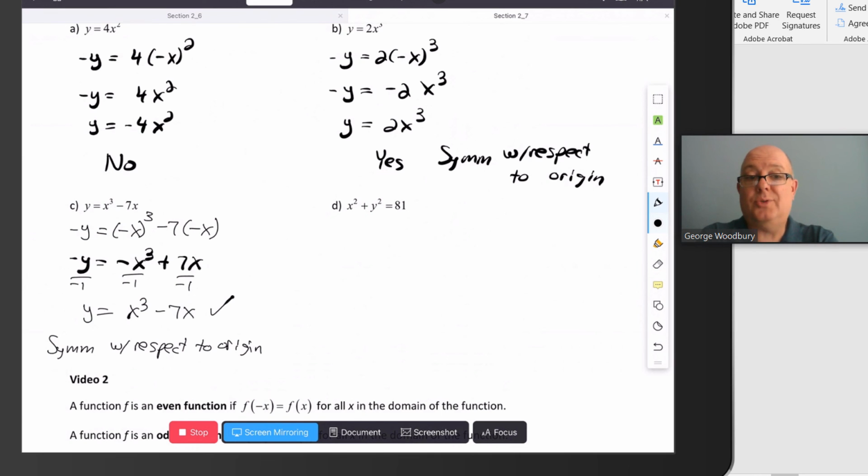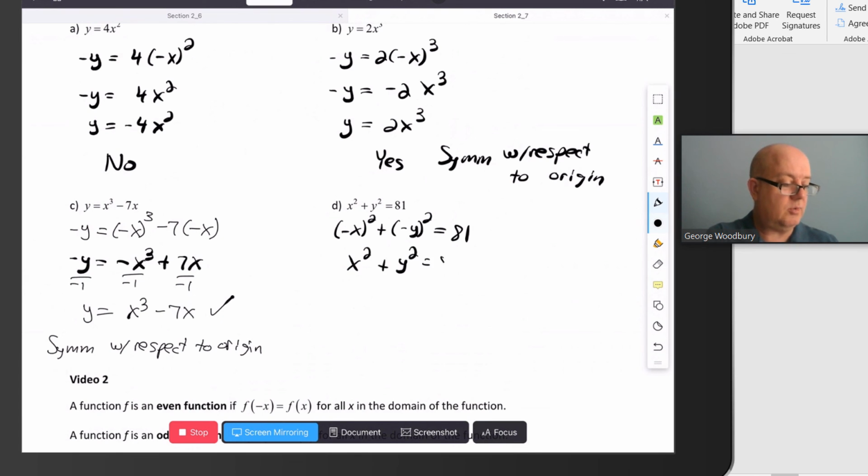Part D, we already kind of know this answer because this is a circle. We talked about this in the last problem. Put in negative x to the second power plus negative y to the second power equals 81. When we square each of those, it's going to become x squared plus y squared equals 81, just like what we started with. So this circle is symmetric to the origin. And not all circles are symmetric with respect to the origin, only the ones that are centered at the origin. So again, this is symmetric with respect to the origin.